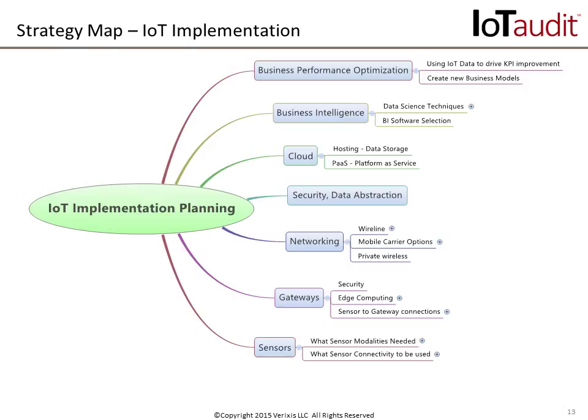You can see at the bottom the sensors, which sensor devices we're going to use, and its connectivity to the gateways that is going to take the data off the enterprise site to your repository, whether it's in the cloud or in another part of your enterprise, via a network. There's going to be security and data abstraction tools that are interfaced then into a cloud scenario, where then your application software, which is primarily business intelligence applications, are going to do the data analysis you need then to optimize your business performance. Again, in the IoT audit course, we go through all this in great detail.